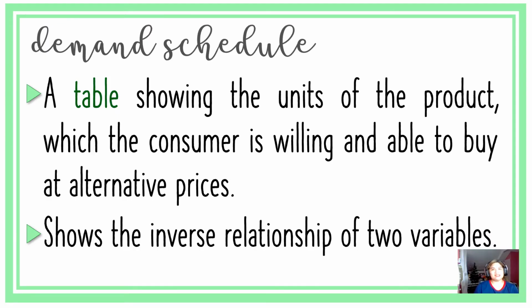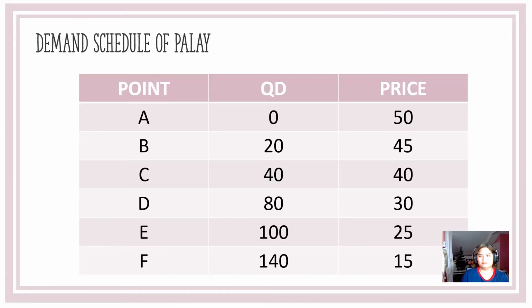Another way to see the relationship between price and demand is through what we call a demand schedule. Demand schedule is basically a table showing the price and the quantity demand. And in this demand schedule, or in this table, we can clearly see the inverse relationship of the two variables, which are the price and demand. And here is an example of a demand schedule. Again, a demand schedule is just a table showing quantity demand and the price.